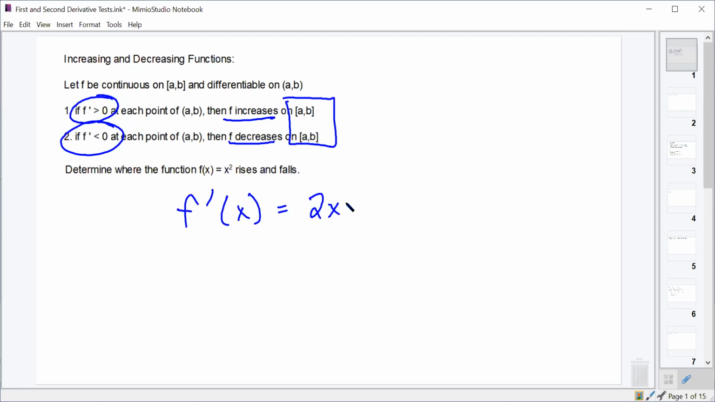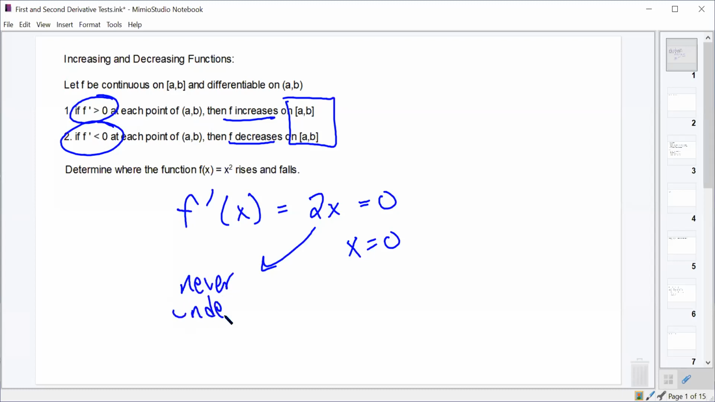Then we're going to look at when that's positive and when that's negative. So in order to do that, we're going to find the critical values. We're going to figure out when that's 0 and when that's undefined, because the only time that it could change from being positive to negative is if it's 0 or if it's undefined. So first off, when is this equal to 0? x equals 0. And when is it undefined? Never.